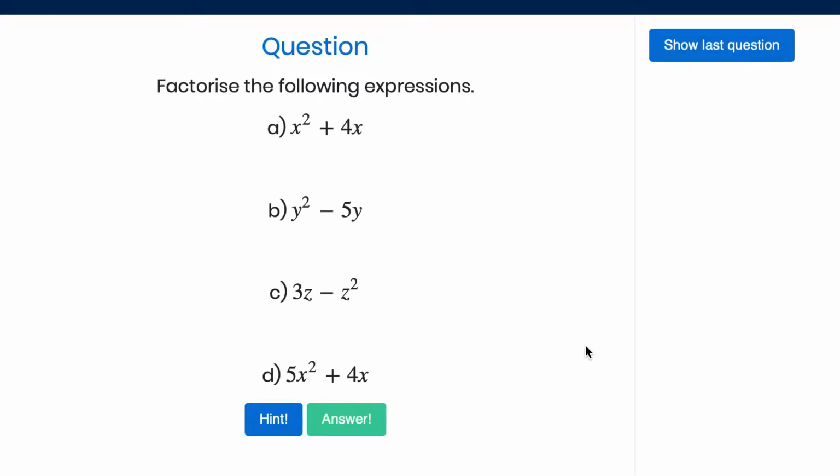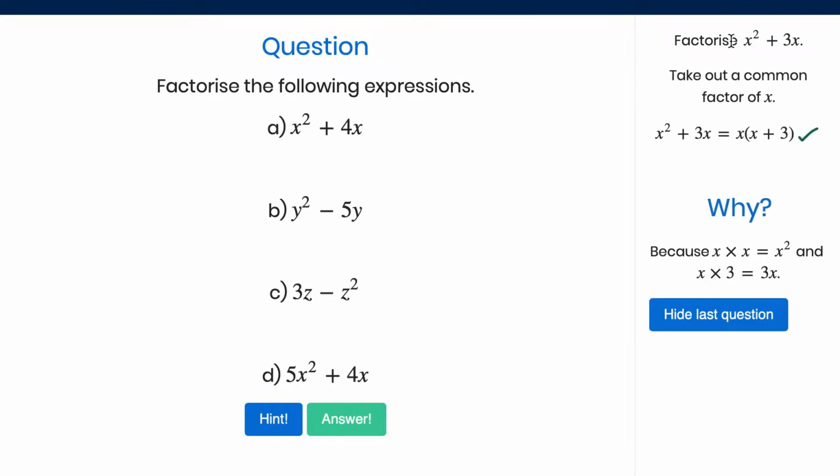Okay, now it's your turn. Here are some more examples. Factorise these expressions. Follow the method from the last question shown here on the right hand side. Pause the video and have a go now. Okay, so here are the answers.